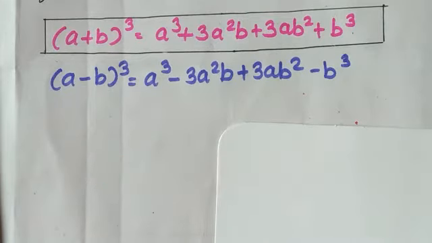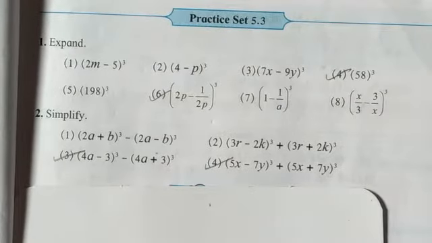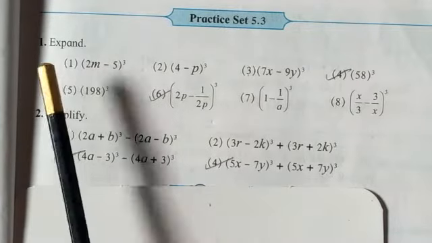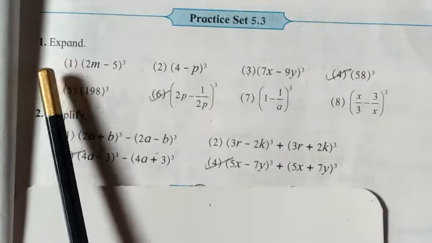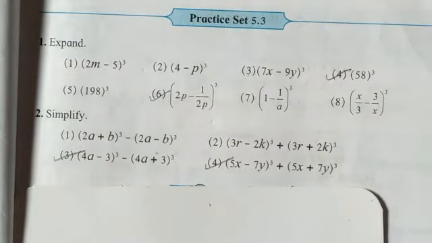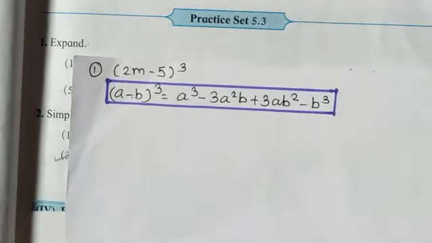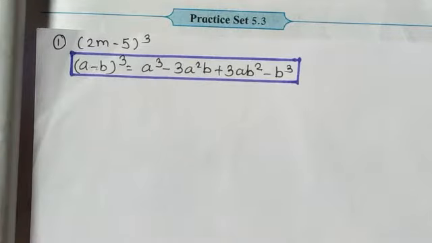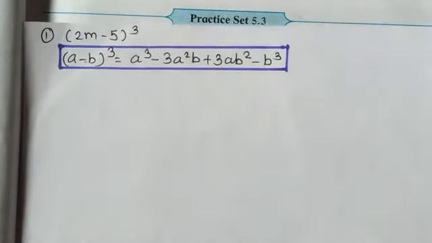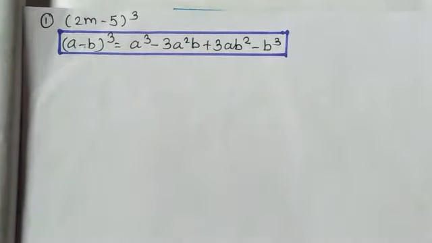Let's go ahead. So let's start our practice set number 5.3. The first question is there, expand. Let's go with the first sum. First question is (2m minus 5) bracket raised to 3. Again in the same way, just like our previous sum, I have written the formula here. Let's solve.